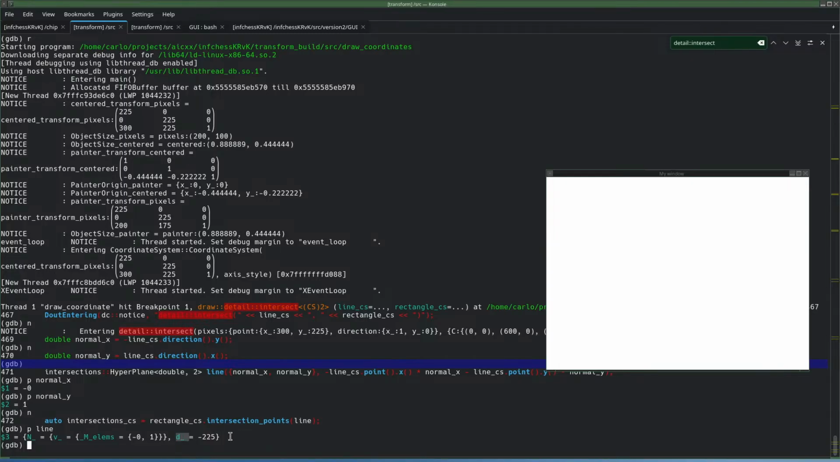And D is, well, something that you have to add in terms of normals. So that is apparently the negative y coordinate of the center. This is 225, half of 450, the height of my window. And then we call intersection points on the rectangle. So we already should have a rectangle.